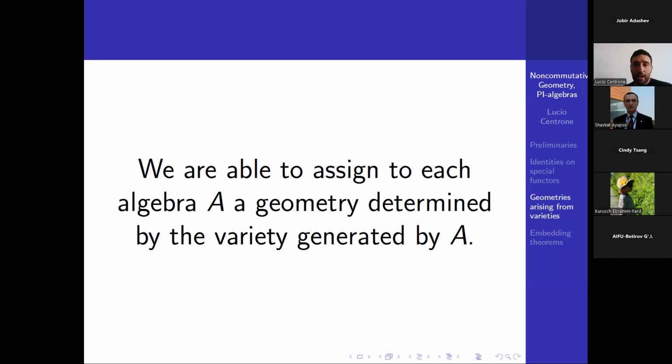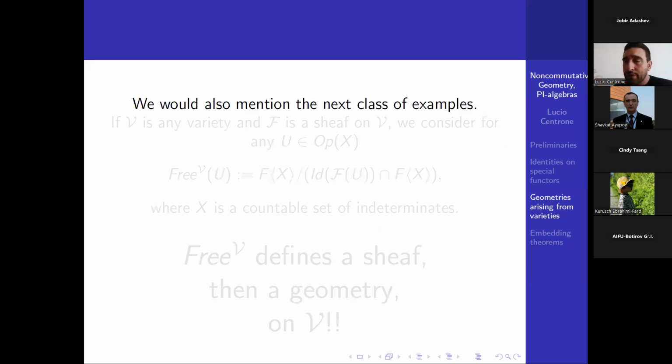So doing this way, we are able to associate to any algebra A a geometry, because we have a topological space and a sheaf determined by the variety generated by A. This is a remarkable point, because this gives you something tenable when you study PI algebras.